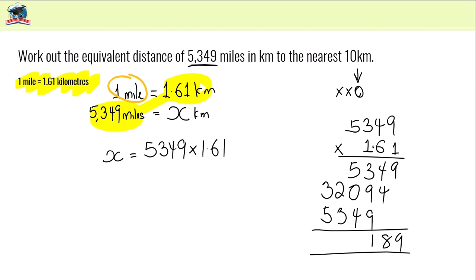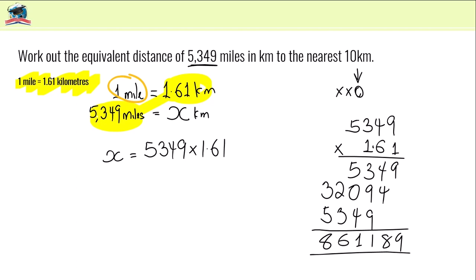So keep a 2. 5 plus 4, 9. 9 plus 2, 11. Keep a 1. 3 plus 2 is 5. 5 plus 1 is 6. 6. And then 5 plus 3 is 8. Have 8 there. Beautiful.